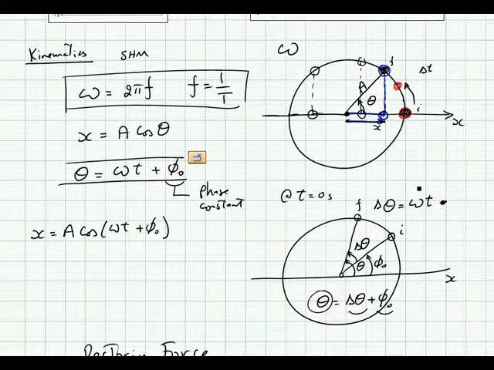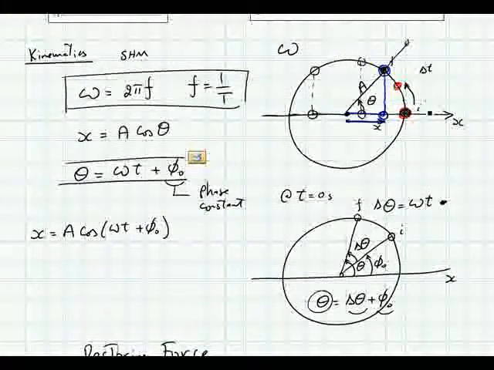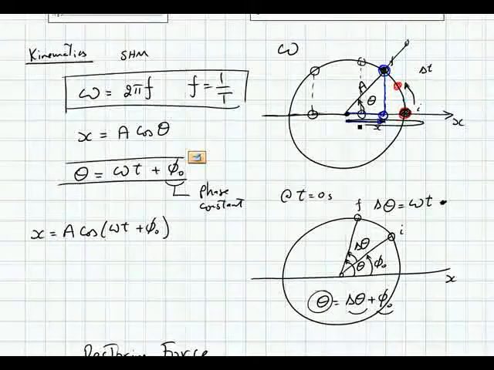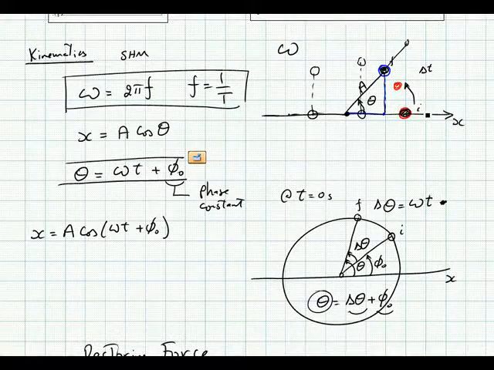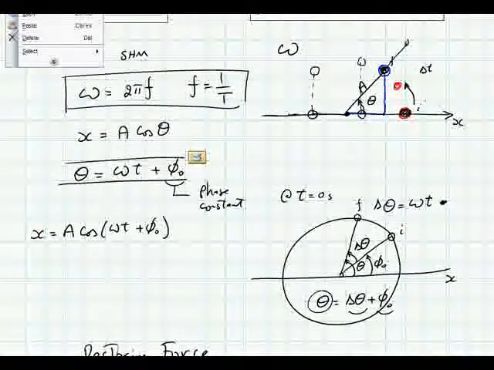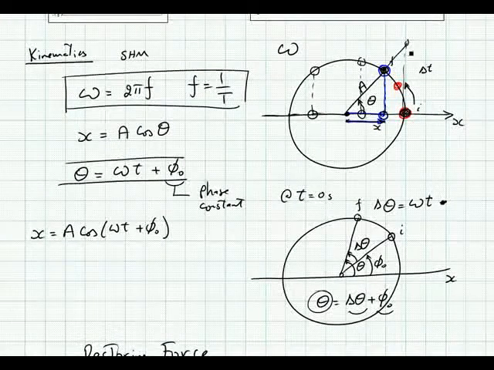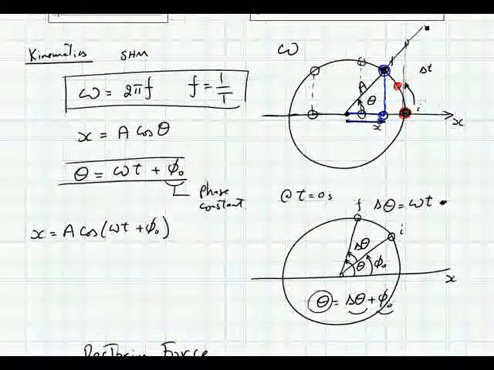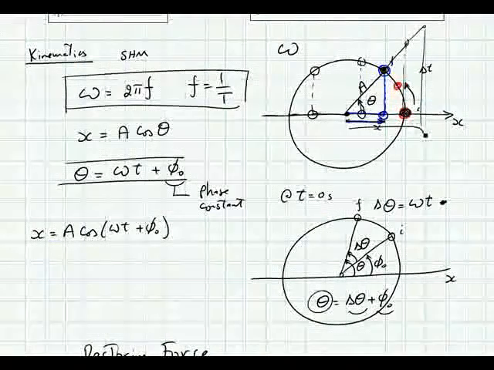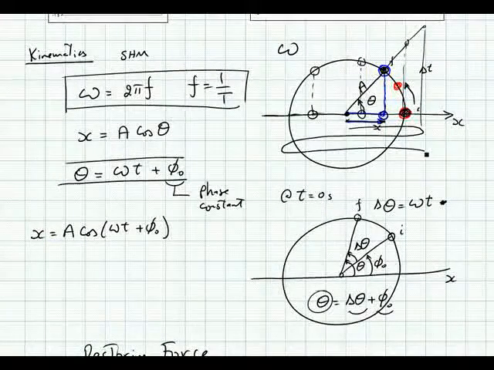So the larger a we have, of course, the larger the amplitude of the oscillation is going to be. Okay, the larger a gives us a bigger amplitude of oscillation, etc.